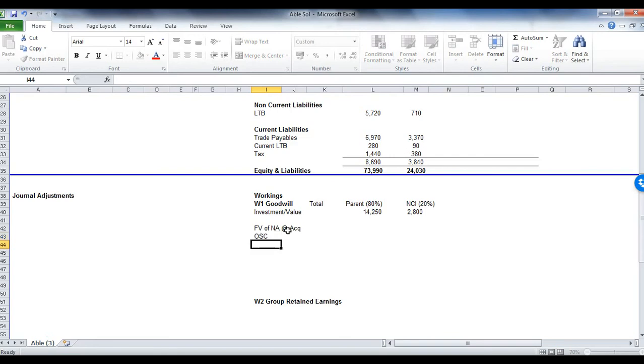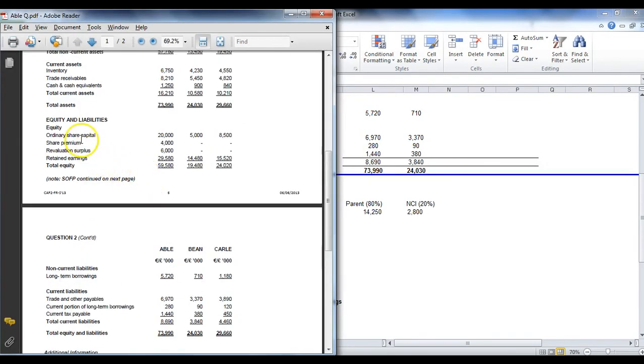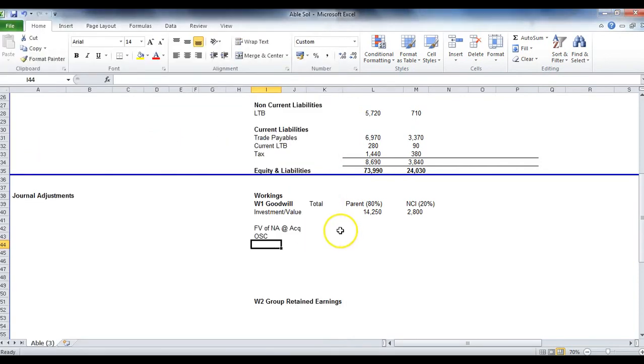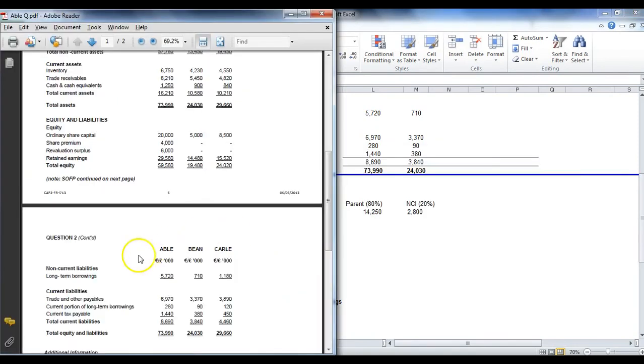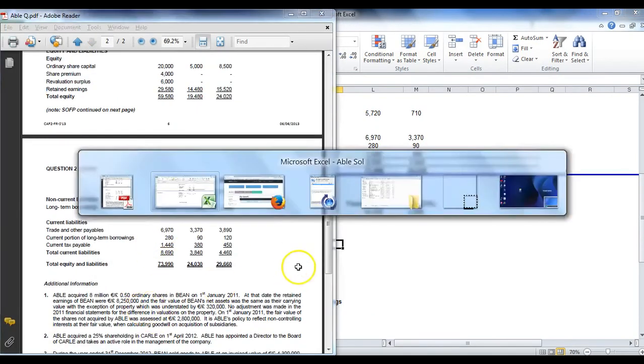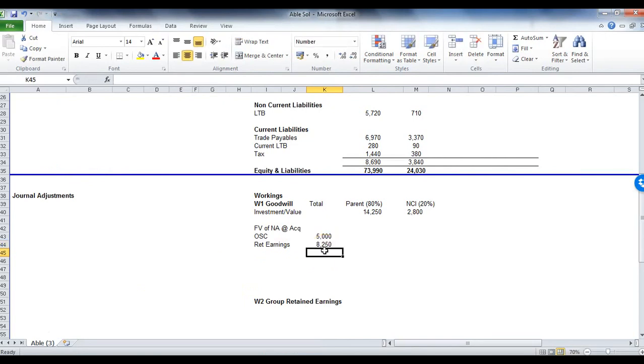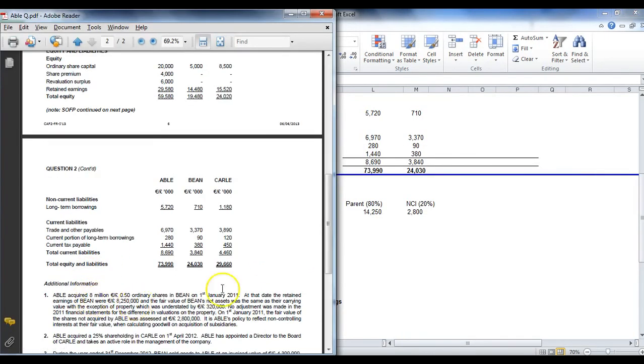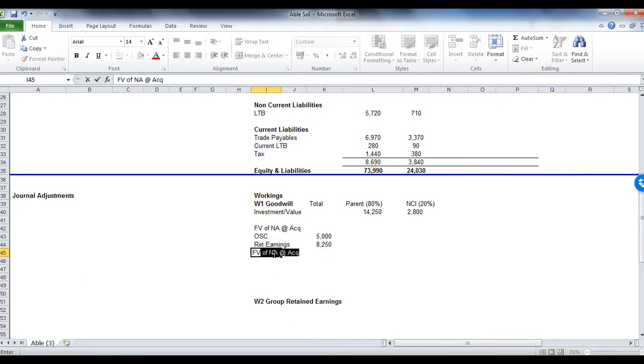So you're going to have ordinary share capital, we're told here. Bean doesn't have any share premium. It doesn't have any revaluation surplus, but it has retained earnings. So the ordinary share capital is 5 million. And the retained earnings, you're told in the question note 1, is 8,250. So you're told what the retained earnings were at that date. We also have a fair value adjustment, and I'll reference there Journal 1 to show the examiner where to find it.